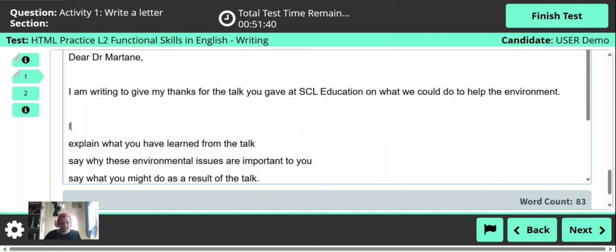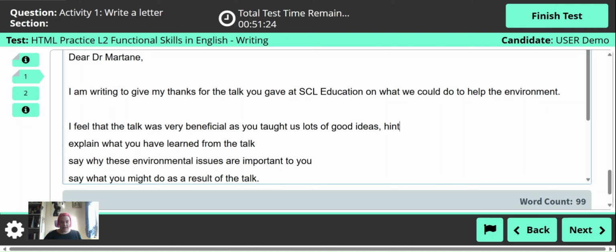So I feel that the talk was very beneficial as you taught us lots of good ideas, hints and tips. For those of you looking out for language features, that's the use of a triplet or the power of 3. Ideas, hints and tips. I feel the talk was very beneficial as he taught us lots of good ideas, hints and tips about how to help the environment.